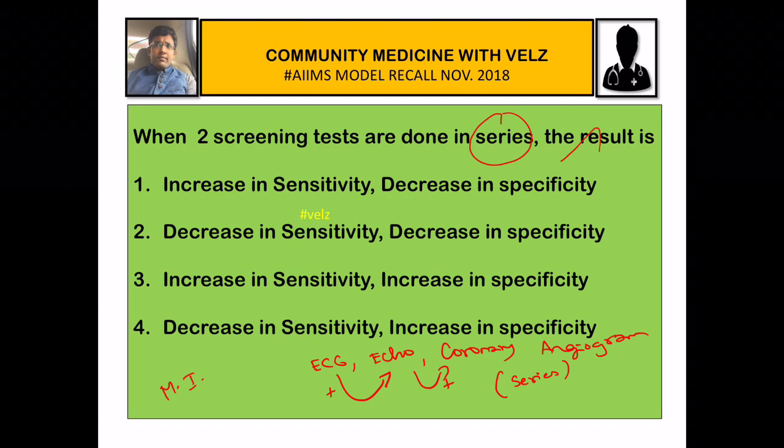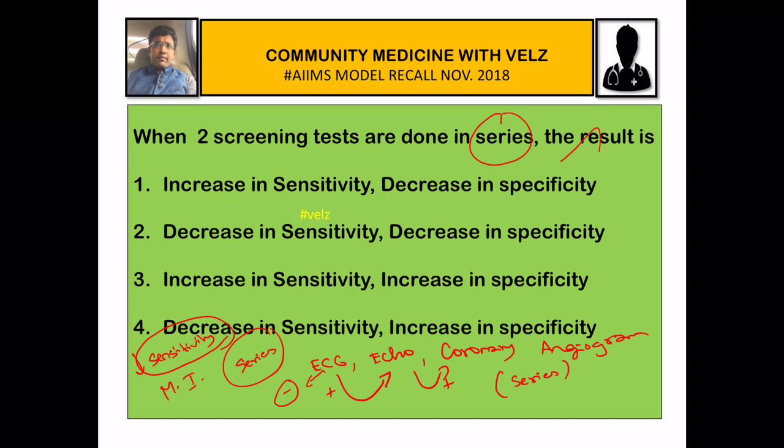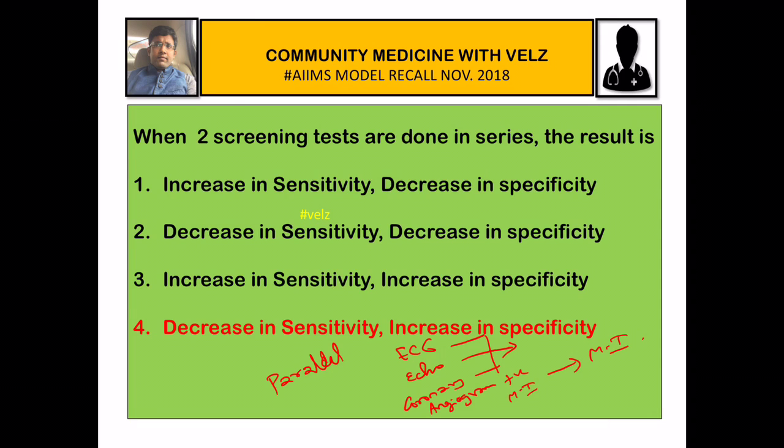So what happens when the tests are done in series? We will miss many patients who have MI because the ECG was negative. So there is a chance of decrease in sensitivity. Sensitivity is finding out all the true positive cases. So there will be a decrease in sensitivity. But at last, the patient we get after all the 3 tests will truly have almost 100% the heart disease. So that will be more specific. So when you do a test in series, there will be a decrease in sensitivity and an increase in specificity.